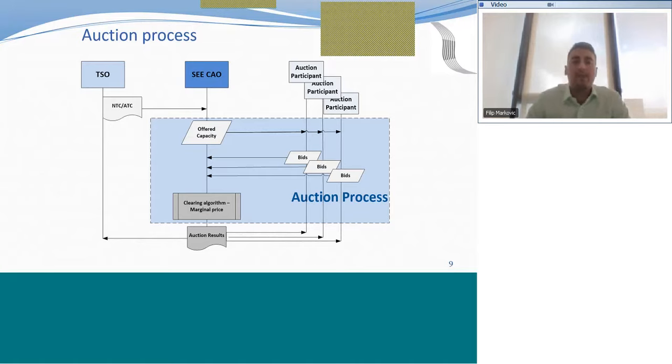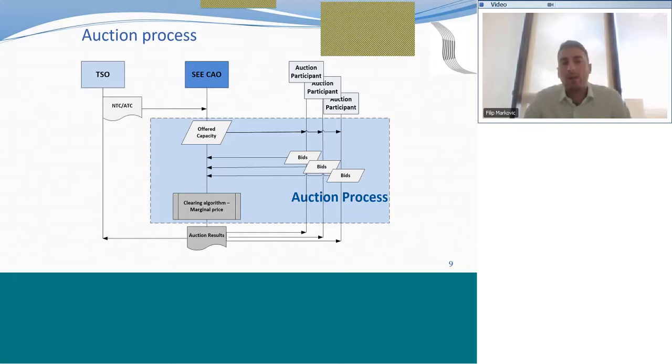I've told that we allocate capacity on 3 time frames, yearly, monthly, and daily, but the basics of the auction process itself are the same for all three time frames. The process begins with delivery of NTC or ATC values by TSO to SEE CAO. Prior to that, of course, the coordinated calculation of capacities is performed. Arben already mentioned it.